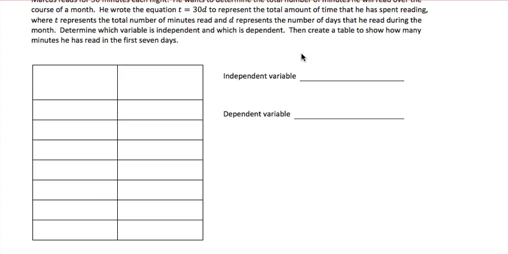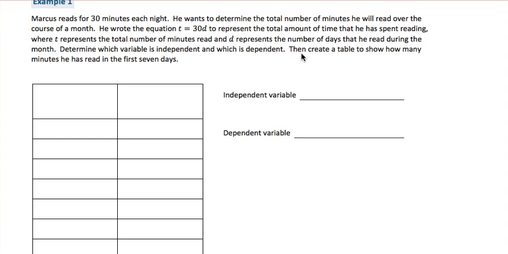Marcus reads for 30 minutes each night. He wants to determine the total number of minutes he will read over the course of a month. So he wrote the equation T equals 30 times D to represent the total amount of time that he spent reading, where T represents the total number of minutes, and D represents the number of days that he read during the month. We're going to need to determine which variable is independent and which is dependent, and then create a table to show how many minutes he has read in the first 7 days.